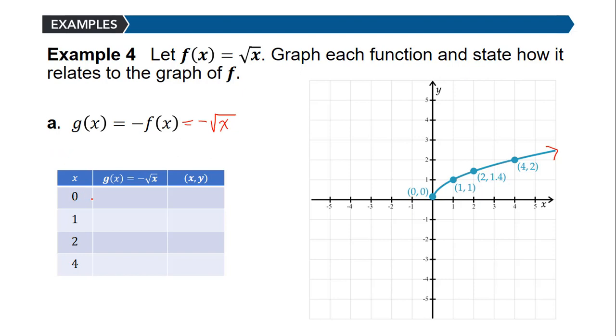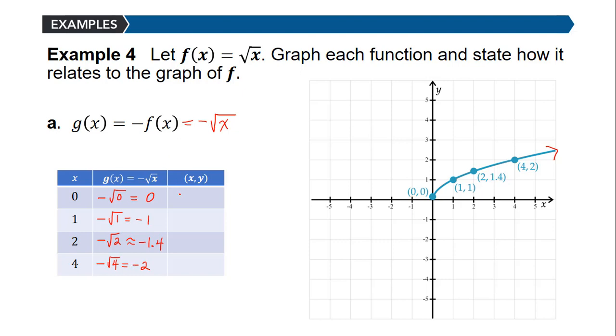So g of 0 is going to be the opposite of the square root of 0, which is the opposite of 0, which is just 0. g of 1 is the opposite of the square root of 1, which is just negative 1. g of 2 is the opposite of the square root of 2, which will be approximately negative 1.4. And then g of 4 is the opposite of the square root of 4, which is negative 2.